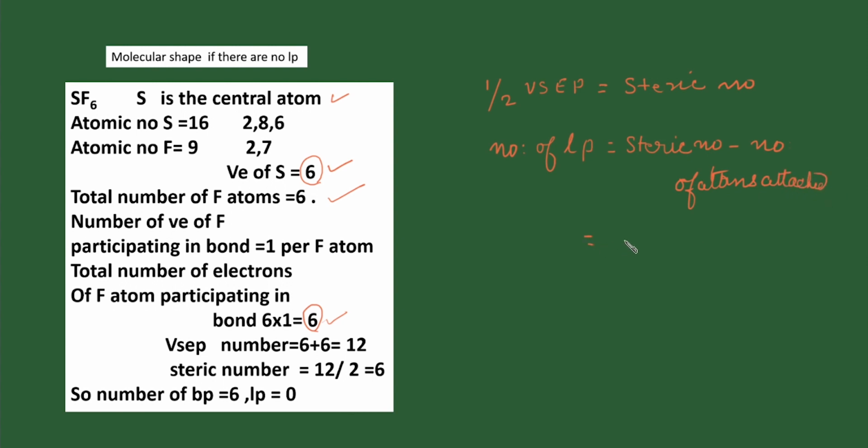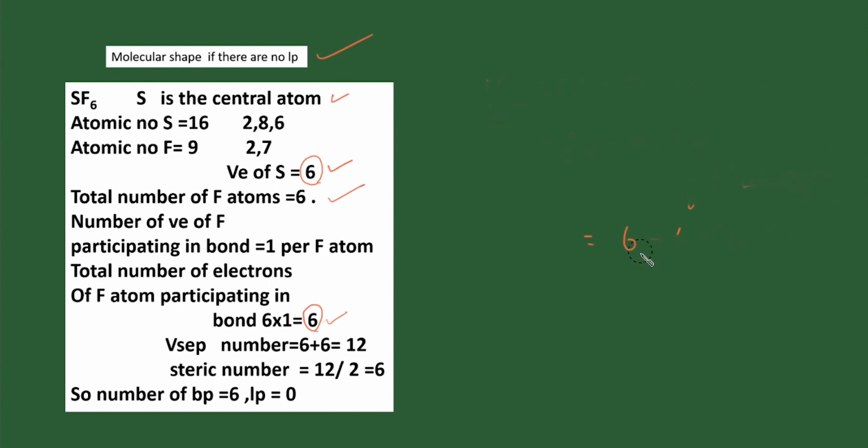So, here it becomes 6 minus 6, that is equal to 0. So, here there is no lone pair. Now we will consider another example, that is ammonia. The steric number is equal to electron pair. Lone pair is 0, electron pair is equal to 6.